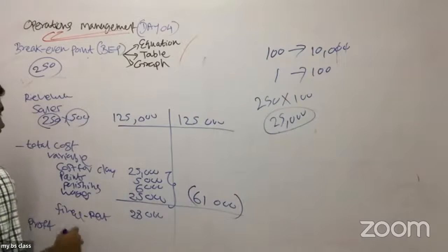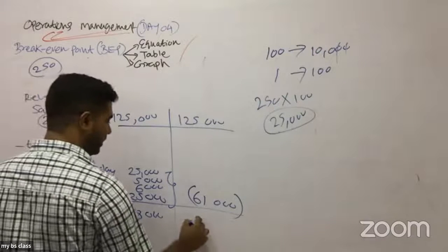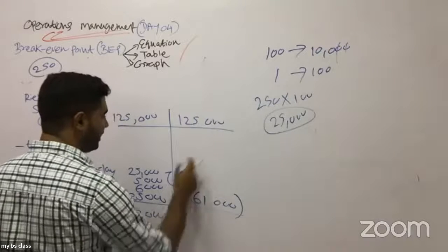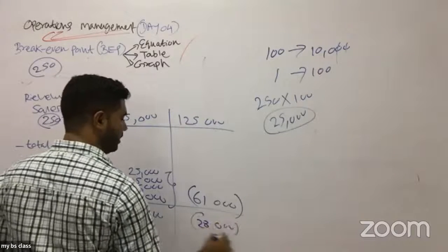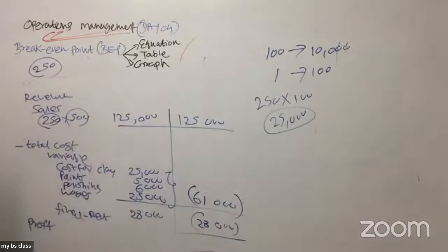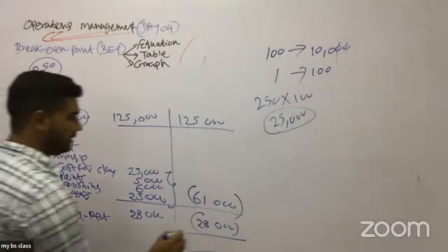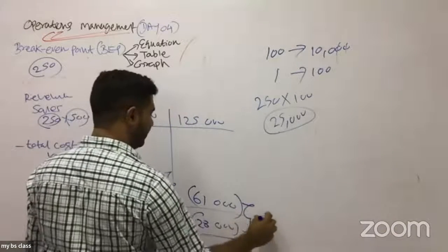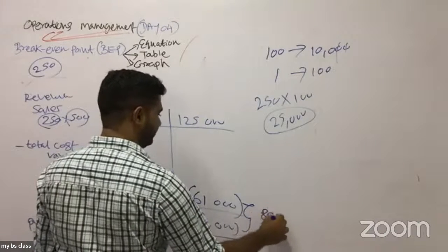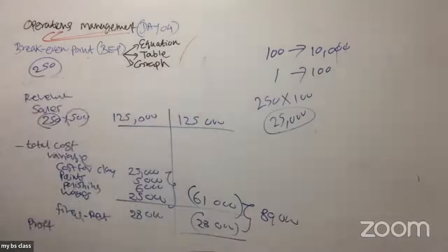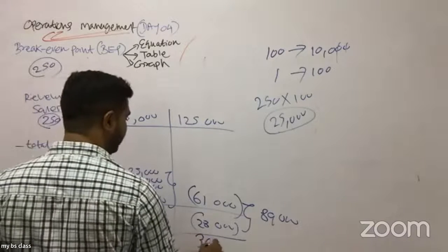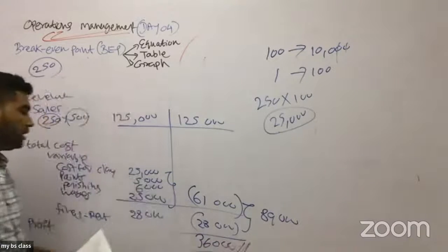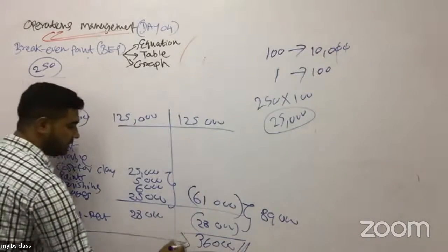So then your fixed cost, that is only 28,000. So 28,000 you deduct, then you get your profit. Our total cost, take 61 plus 28, is 89,000 of total cost. In order, 125 minus 89 is 36,000. Check on the calculator, 36,000. So your profit is 36,000.